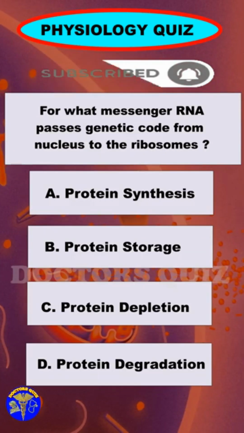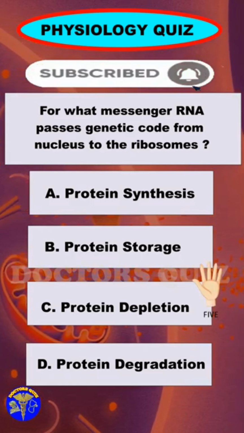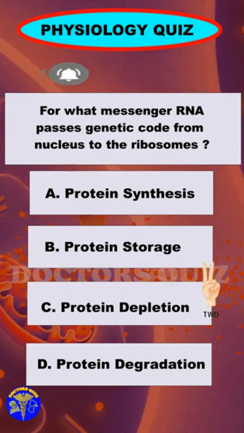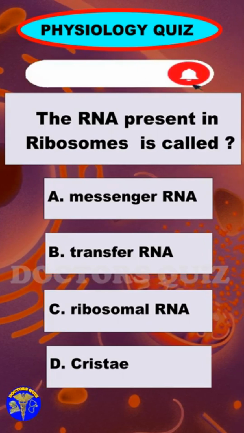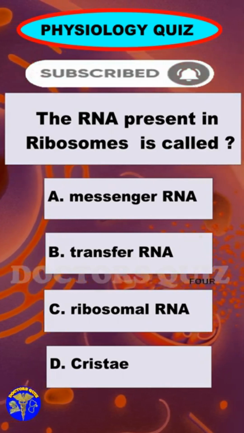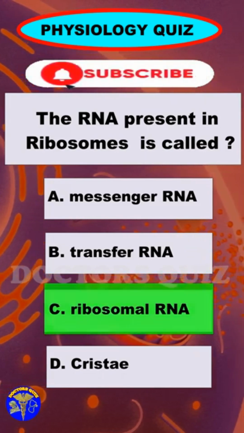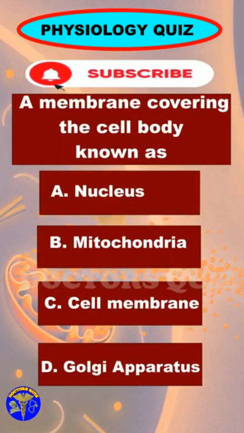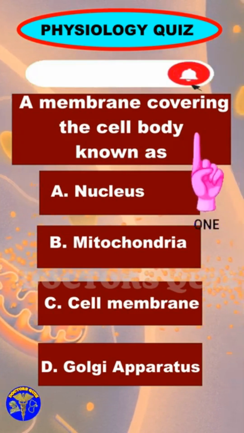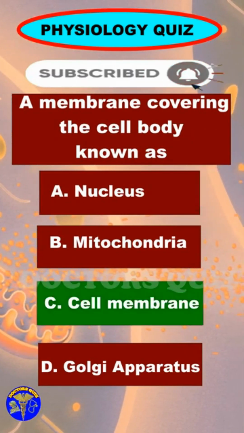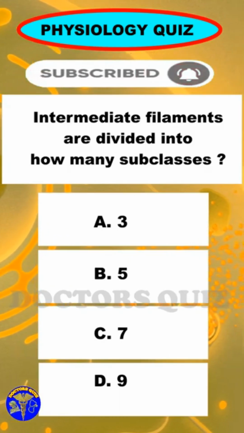The diameter of mitochondria is 0.5 to 1 micron. For what does messenger RNA pass genetic code from nucleus to the ribosomes? Protein synthesis. The RNA present in ribosomes is called ribosomal RNA. A membrane covering the cell body is known as cell membrane.